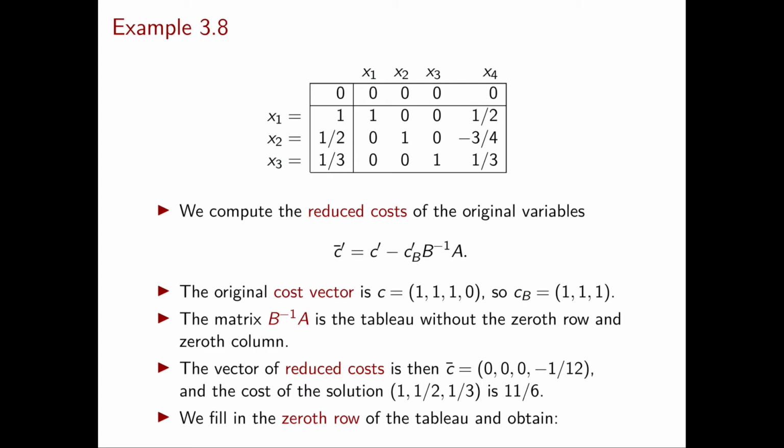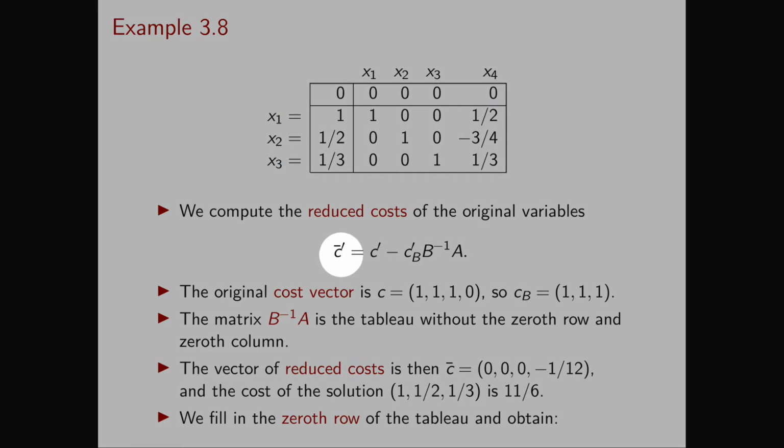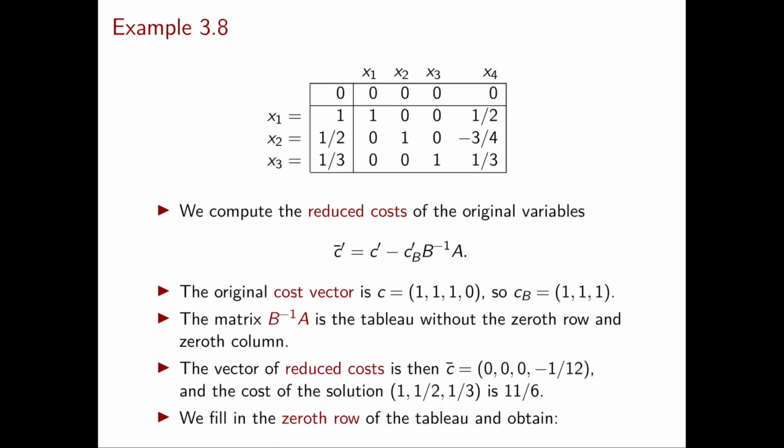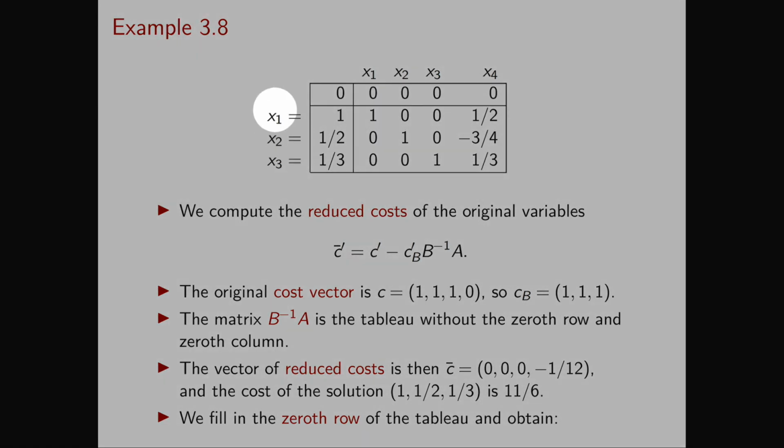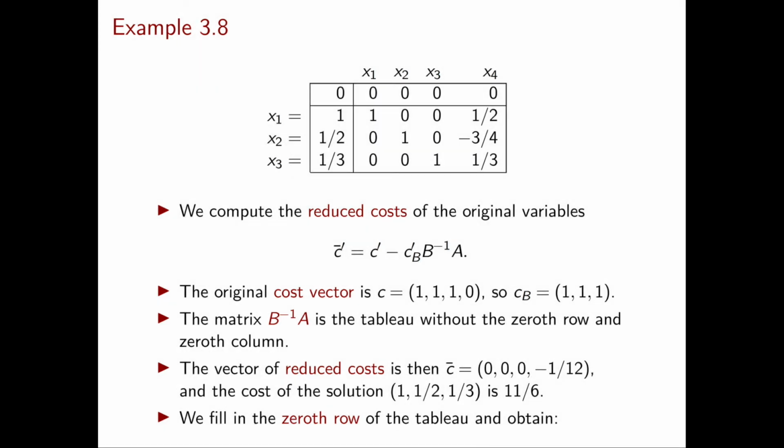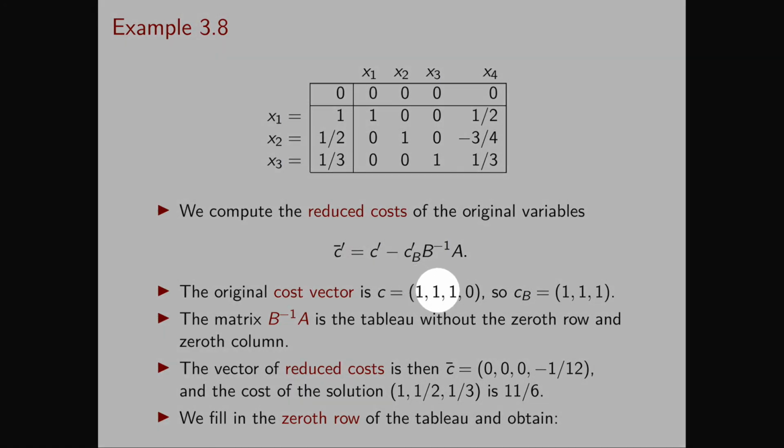To compute the reduced costs, we use the formula for the reduced costs. C bar transpose is equal to C transpose minus CB transpose B inverse A. In this formula, C is the original cost vector. If you go back to the beginning of the example, you will see that it was the vector 1, 1, 1, 0. This is because the objective function was x1 plus x2 plus x3. Now from the tableau, we read that the basic variables are x1, x2, and x3. So the vector CB in the formula is obtained by taking the first three components of C. So we have CB is equal to 1, 1, 1.